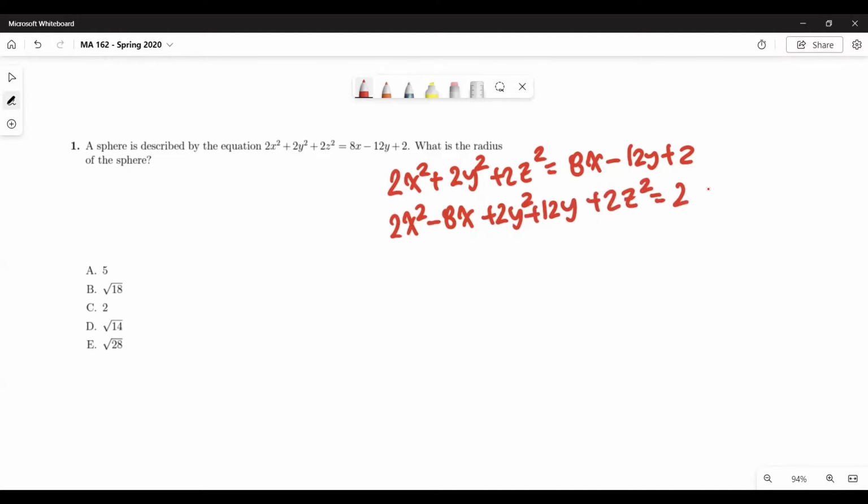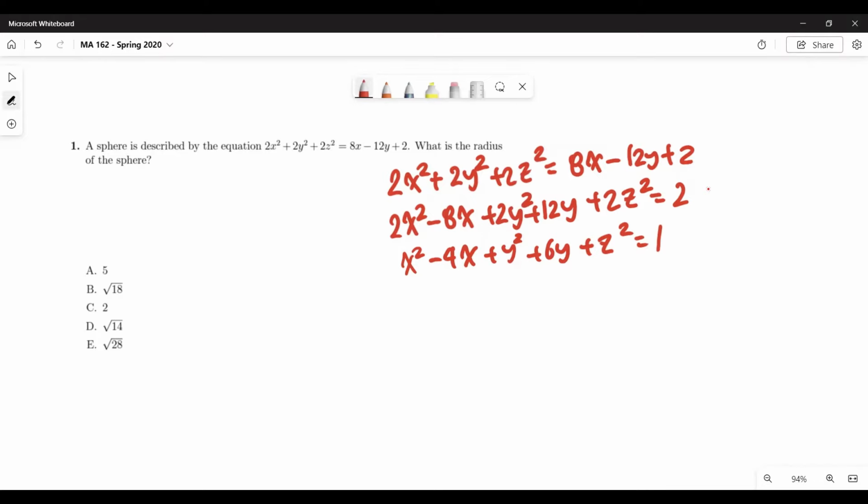Every term is even, meaning you can divide all of them by 2. So let's do that. This becomes x squared minus 4x plus y squared plus 6y plus z squared equals 1. When you have those, we're going to use completing the square. So if you do the completing the square, it becomes x squared minus 4x plus 4. Completing the square is basically, if you see the coefficient of the x term, you divide that by 2 and then square it.